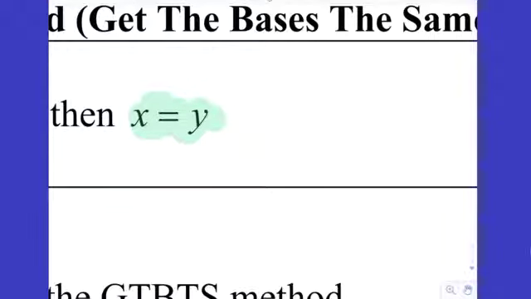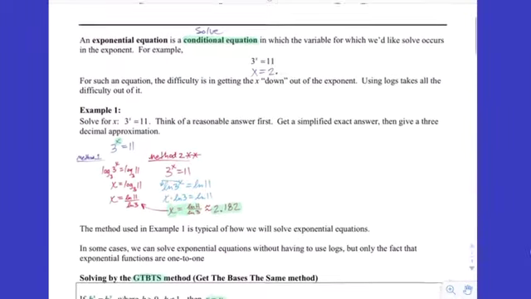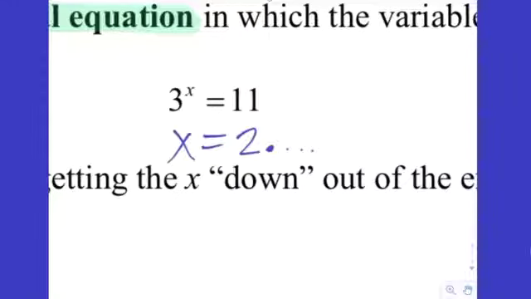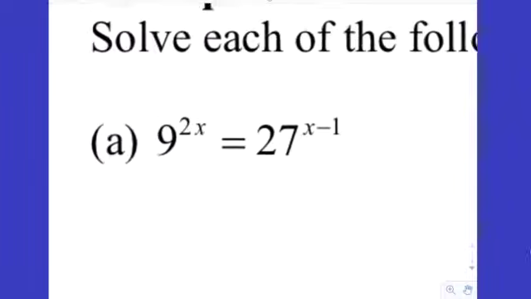Drop the bases and equate the exponents. Let's try that method out on example 2. By the way, we could not do that on this one, right? Couldn't get the bases the same because 11 wasn't a nice perfect power of 3. Okay, so come over here to example 2.